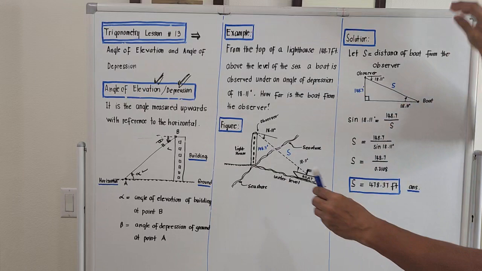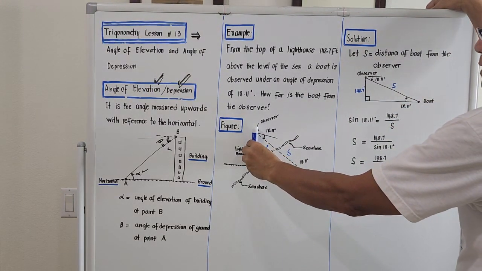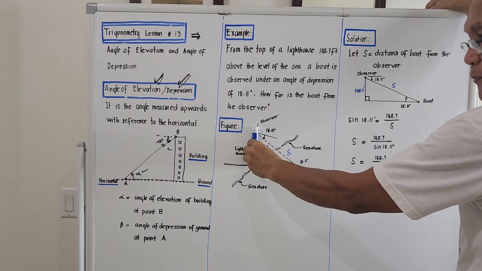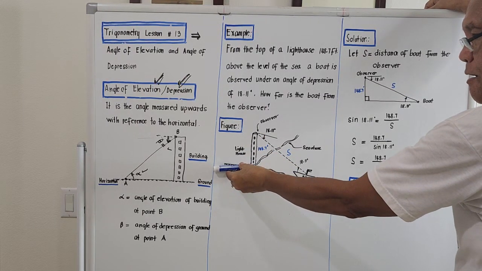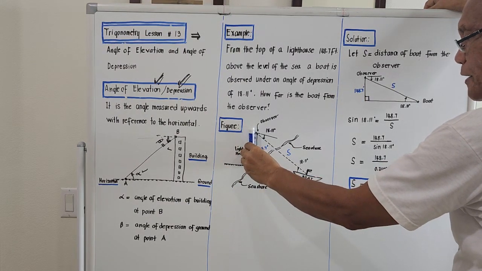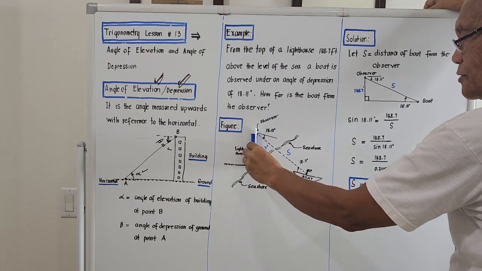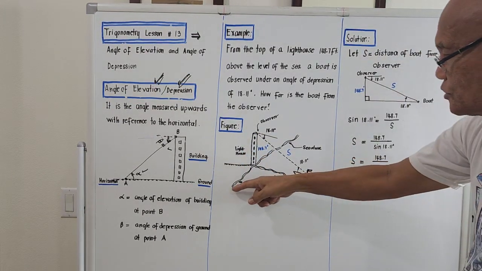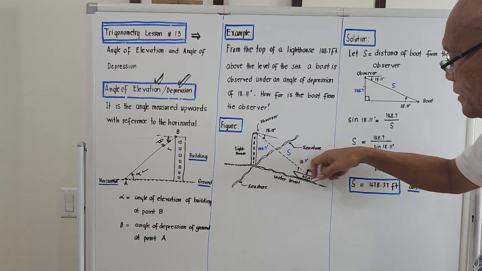So it seems we are given a lighthouse here. We assume that the lighthouse is erected perpendicular with respect to the ground. So this is a horizontal line. This is the lighthouse. We assume that the lighthouse is perfectly erected and it's not tilting. Okay, so this is the lighthouse. And this should be the shoreline, the water line. And this is the water level.